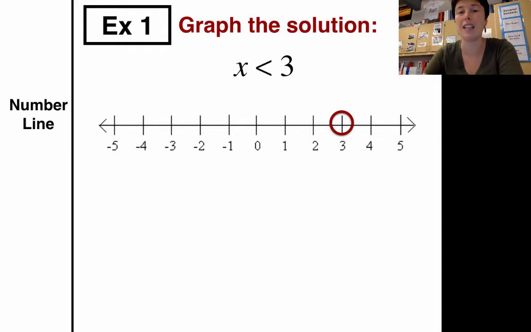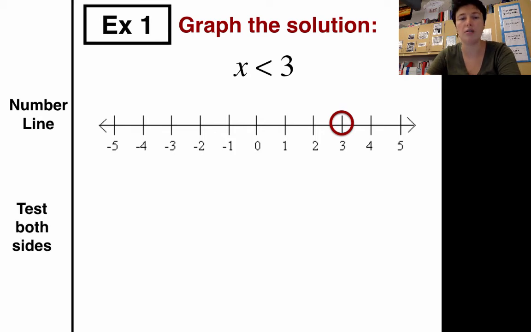x is supposed to be less than that. So if my values are supposed to be less than 3, here's what I'm going to do. I'm going to test both sides of the number line, a quick test to see which side is going to be accurate. Imagine I draw an arrow under the number 5. Imagine I decide I'm going to test 5.